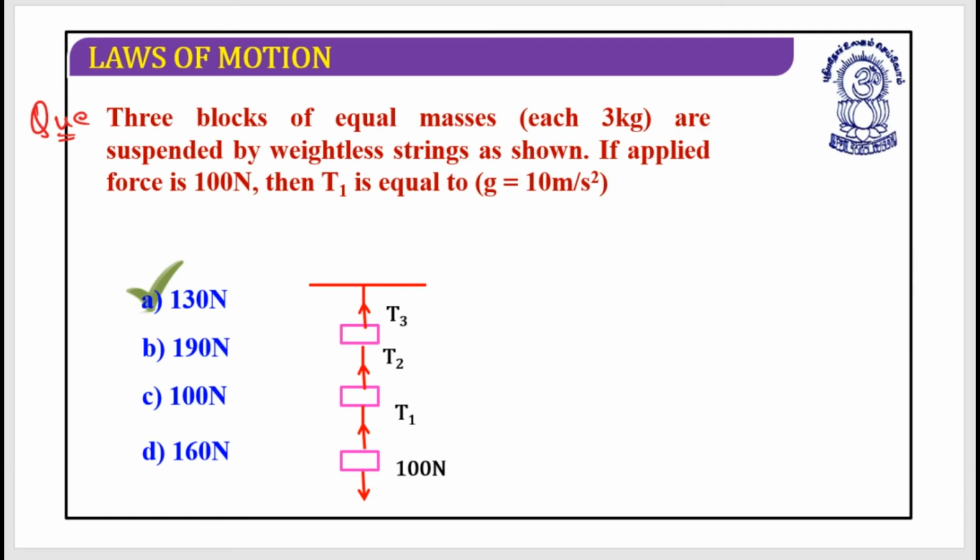It says that 3 blocks of equal mass, each of 3 kg, are suspended by a weightless string as shown. If the applied force at this position is 100 Newton, then you need to find out T1. So just do it. Make it quick. You have 1 minute of time.